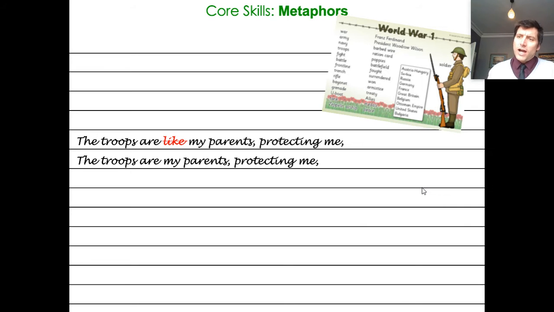If I use the word like or as, it's a simile. And I'm not using similes. I'm using figurative language, but I'm using metaphor. So I write it as an absolute. I write it as though it is something. So troops are my parents protecting me. Okay, so I've got that line now.